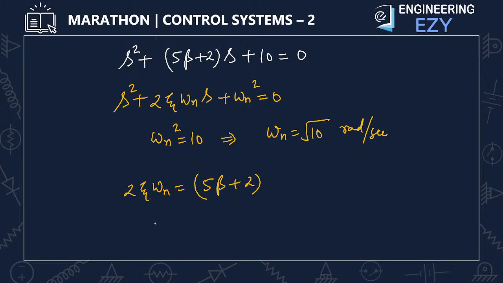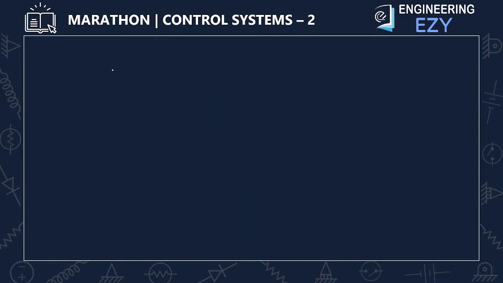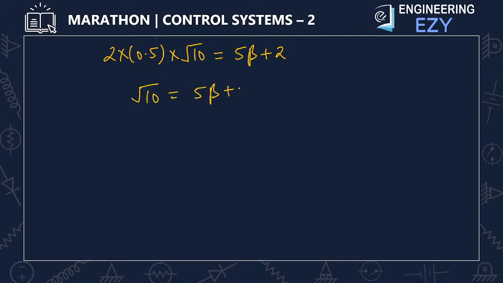Zeta is given as 0.5 and omega n we have already calculated, that is root 10. If you put the values, yes, now Ashok, your answer is correct now. So it is 2 times zeta 0.5 into omega n root 10 is equal to 5 beta plus 2. So root 10 is equal to 5 beta plus 2.